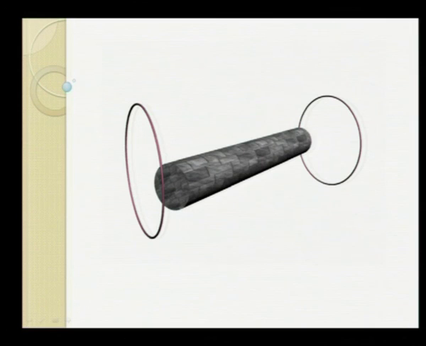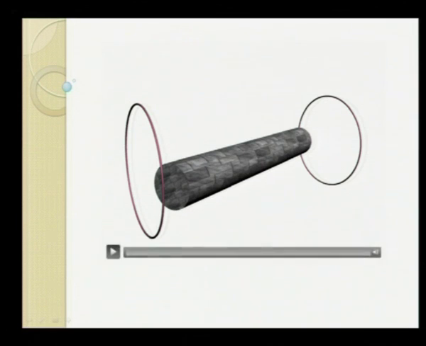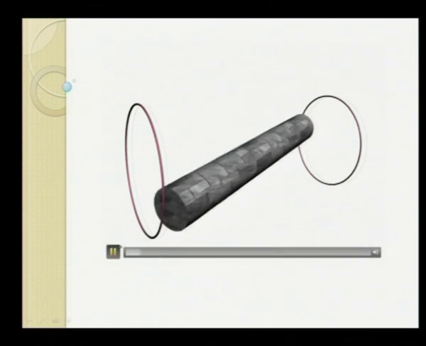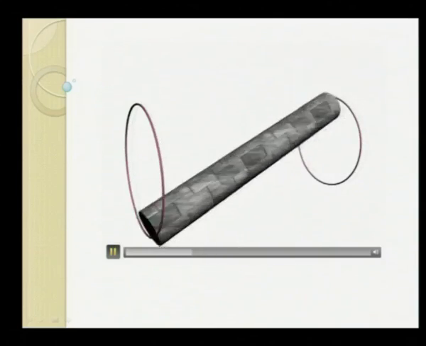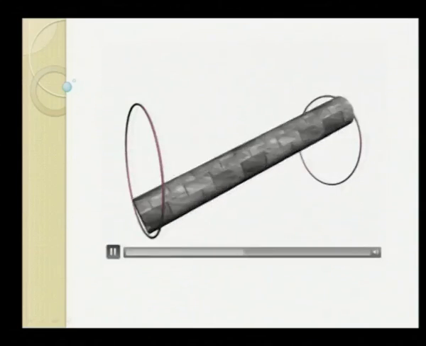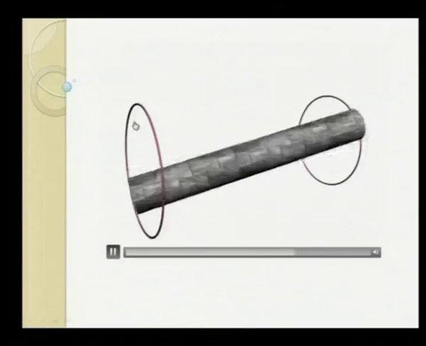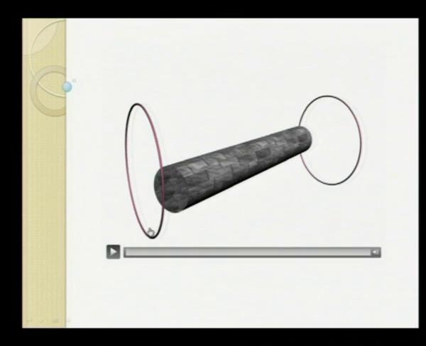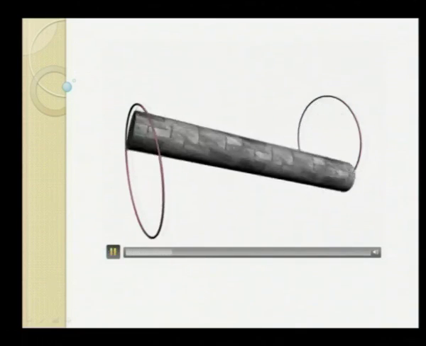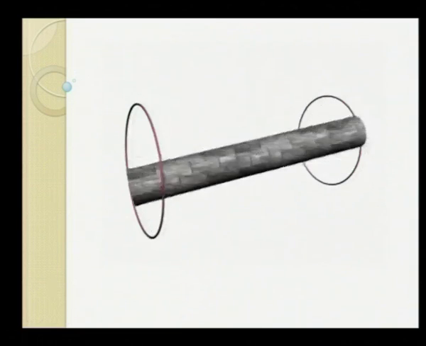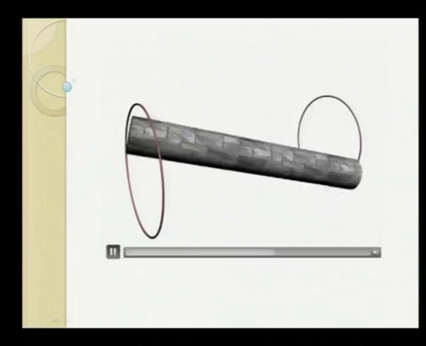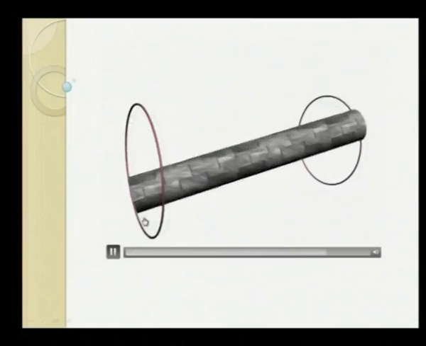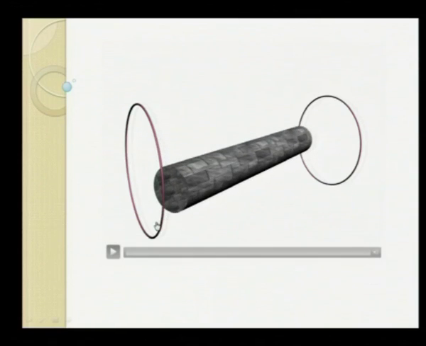This is the animation for forward conical whirl, and this shaft is rotating about its own axis in the clockwise direction, but if you see the end of the shaft, that is also whirling in the same clockwise direction. So that's why it is forward conical whirl. Again we can see this animation. The shaft is rotating clockwise about its own axis, and the whirling at both ends is also clockwise.